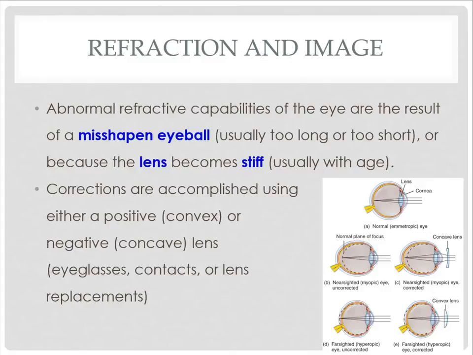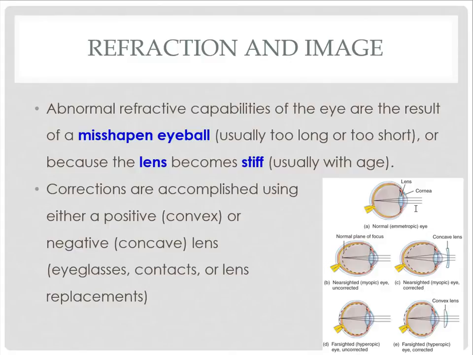And you can see that in the cross section over to the right. It's either too long or too short, which is going to affect the focal point for any images that travel through the cornea, through the lens, onto the back of the retina. So therefore, in order to correct the images, we usually use lenses, which are used in glasses or contacts, in order to correctly focus that object back onto the retina.